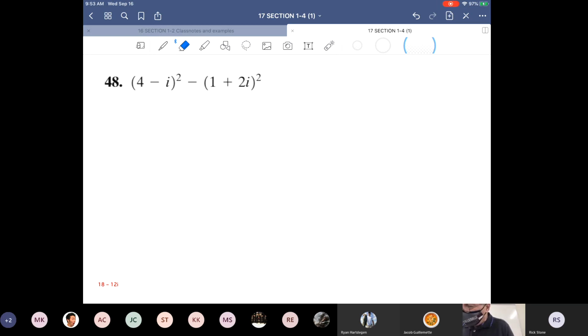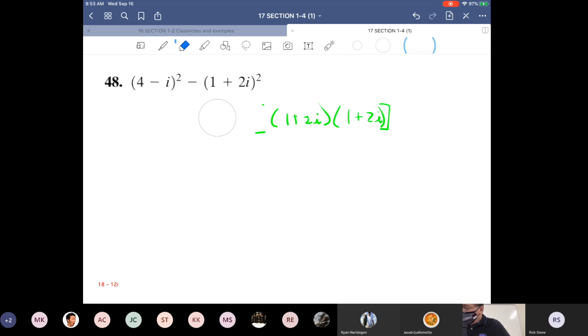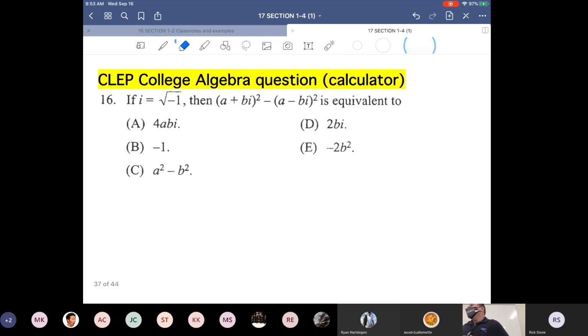Okay, so really we've got 4 minus i times 4 minus i and 1 plus 2i times 1 plus 2i. So that's really just like what we were doing. We would FOIL out the complex numbers, and then once we get those answers, we would subtract. Everyone good? All right. And guess what? They do that same thing here. Okay? Same kind of thing.